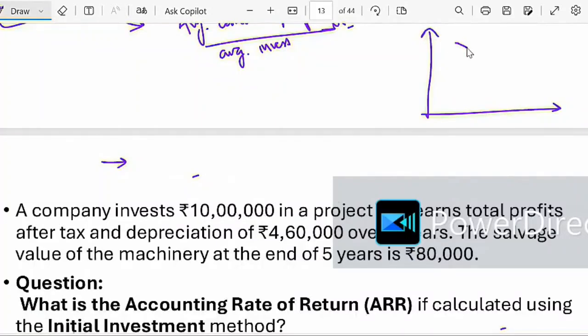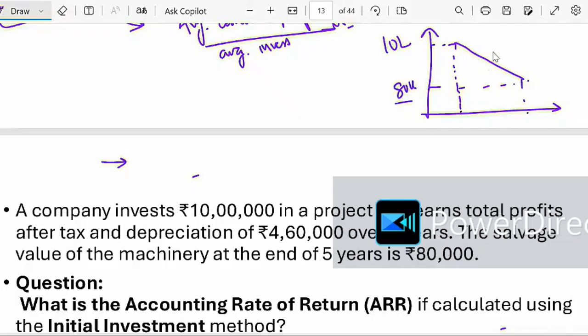So this is a linear decrease. Initial value is how much? Please try to understand this, very important. The initial value is 10 lakh, right? Let me write it down there, 10 lakh. And what is the final value? There is one mistake we have made in the last question. I'm just correcting it. The final value is 80,000.